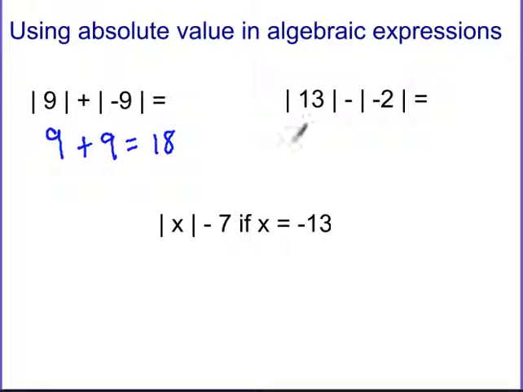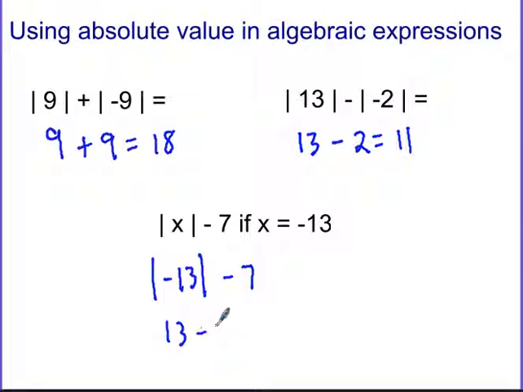Absolute value of 13 minus the absolute value of -2: 13 minus 2 is 11. And then the absolute value of x minus 7 if x is equal to -13. So x is -13 minus 7. Absolute value of -13 is 13, minus 7 is 6. Okay?